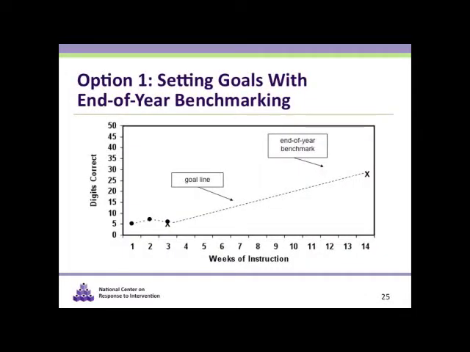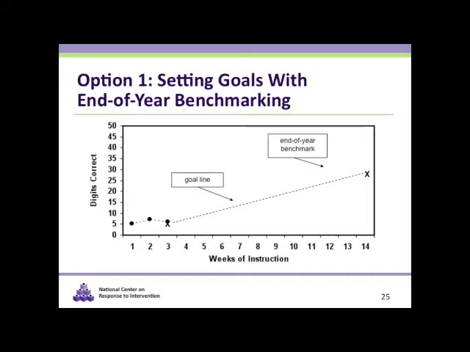This graph shows a sample graph for a 3rd grade student working on CBM computation. The end-of-year benchmark of 30 digits is marked with an X, and a goal line is drawn between the first few data points and the X. Note, this graph shows a certain instructional period representing 14 weeks of the school year. For this example, the end-of-year benchmark will occur at the 14th week. In reality, the weeks of instruction would represent the total number of weeks between when progress monitoring begins and the end of the instructional period that you are setting a goal for. This may vary by school and student.